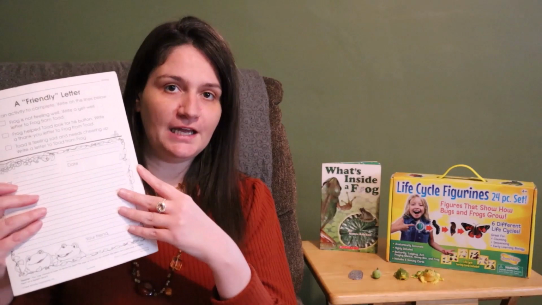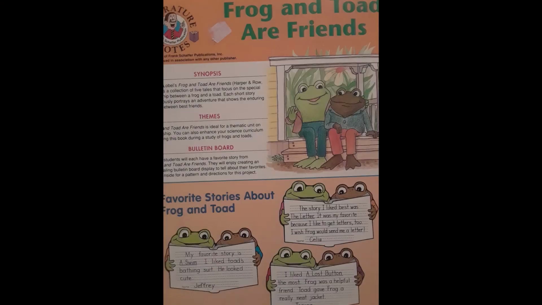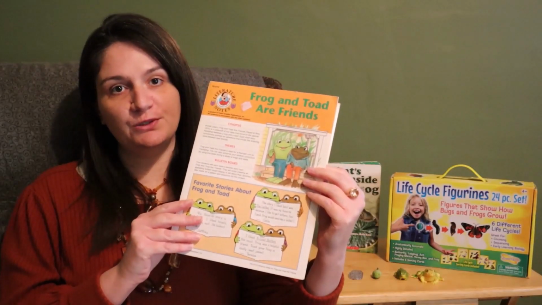Once we were done reading our story, the older children completed the friendly letter page from our Frank Publications Frog and Toad. The younger children just took a blank piece of paper and drew a picture on it. Then they wrote something to anyone they wanted to. I believe everyone wrote to Grandma. Once we were done with that activity, we just finished up our frog booklets. That finished up our unit on frogs.